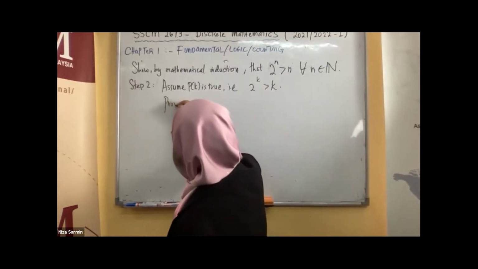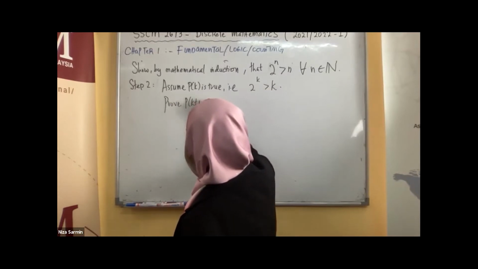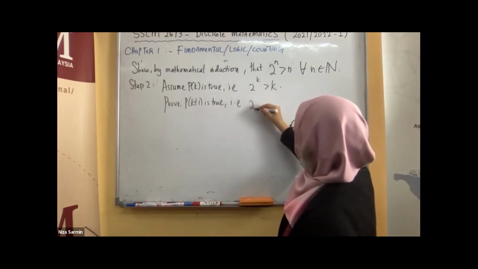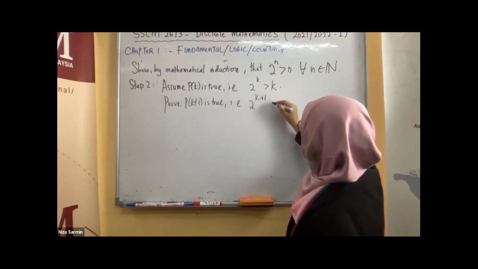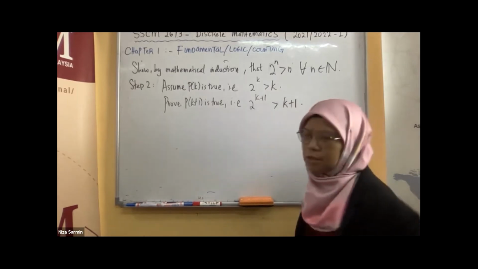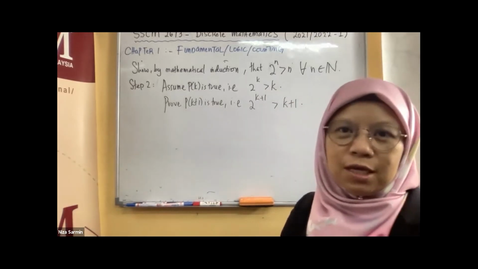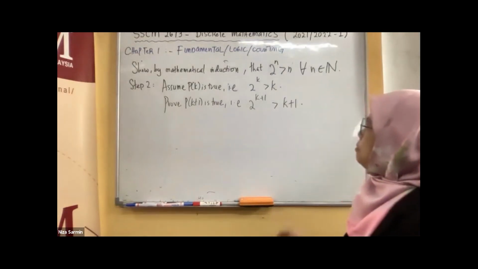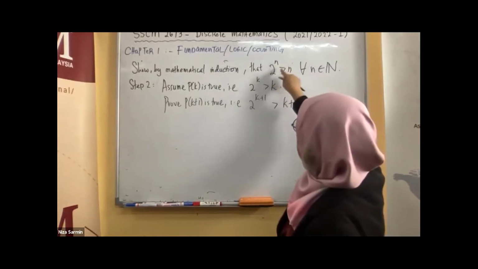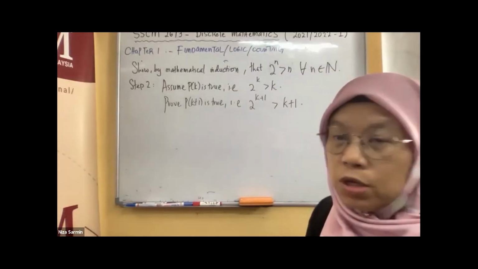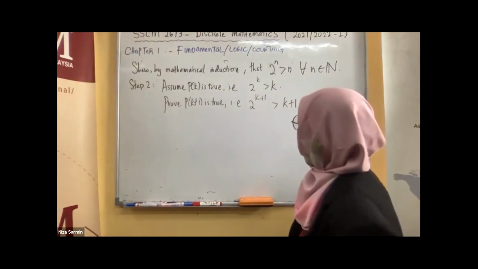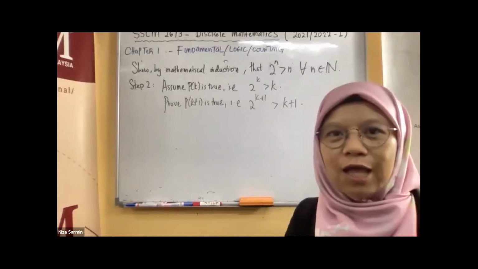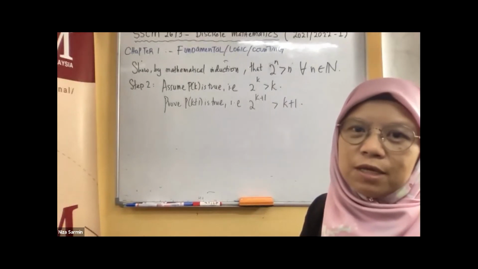Prove P(k+1) is true, that is replaced by k plus 1. I think this is the best way to see rather than not putting it, right? Put it like this. Assume Pk is true, replace in here. Prove P(k+1) is true, replace in here. And somehow you take one side, use the assumption, get to the other side. So this is how mathematical induction is.